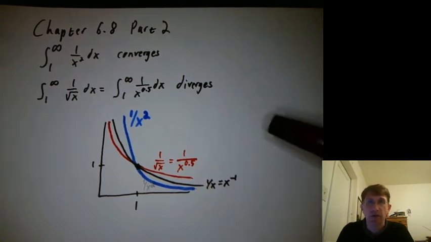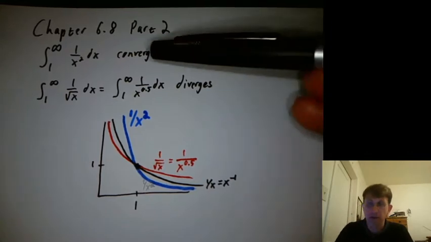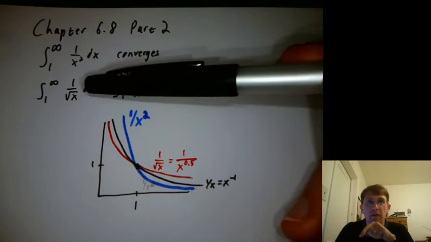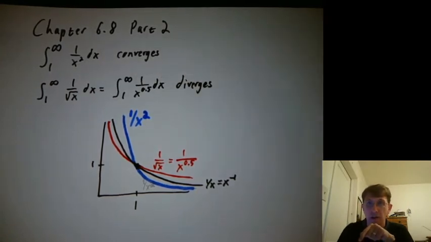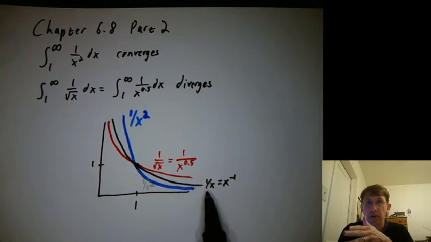Let's start talking about the parts of chapter 6.8 that are important in homework part 2. Let's think back to some stuff we discovered in part 1. The integral from 1 to infinity of 1 over x squared converged. So that's drawn in blue here. The area under this blue curve from 1 on to infinity was a finite value.